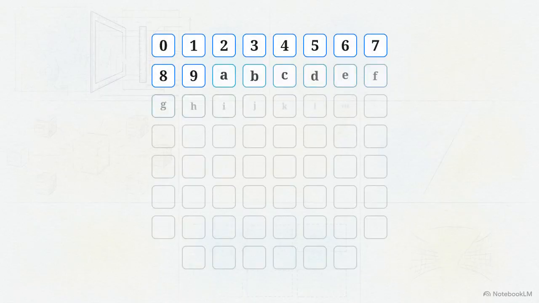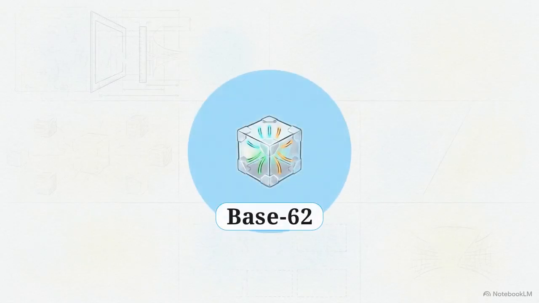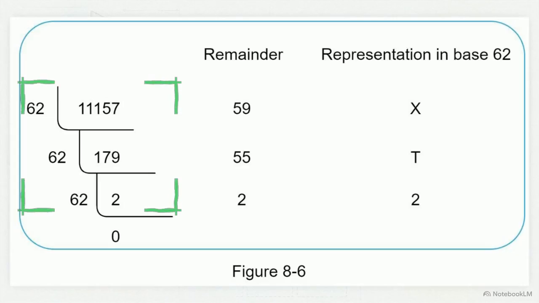A second approach is base 62 conversion. This uses the 62 available characters in our alphanumeric set to represent the database ID. The conversion process uses a series of divisions by 62. For example, the base 10 ID 11,157 produces remainders that translate to the base 62 string 2tx.